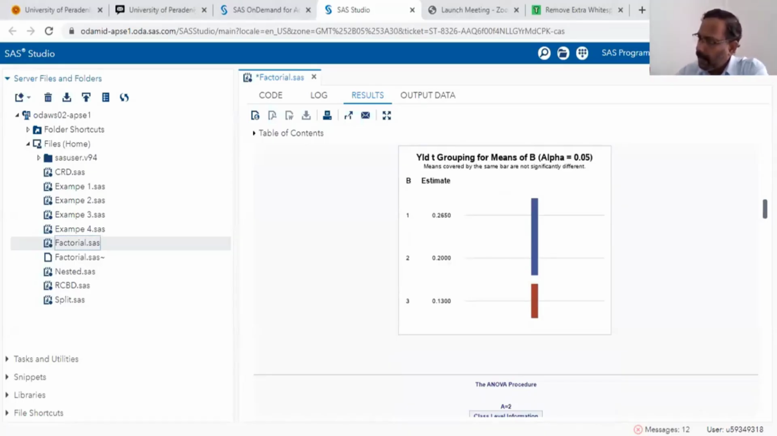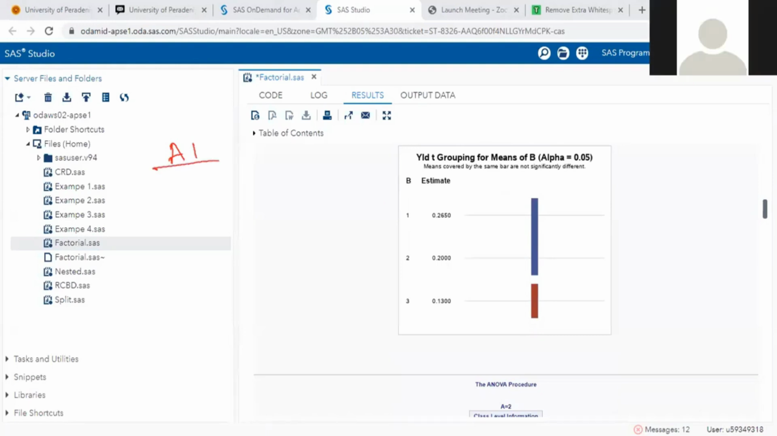Now we are considering only A1. Under the A1, the first and second memory sizes are reacting the same.